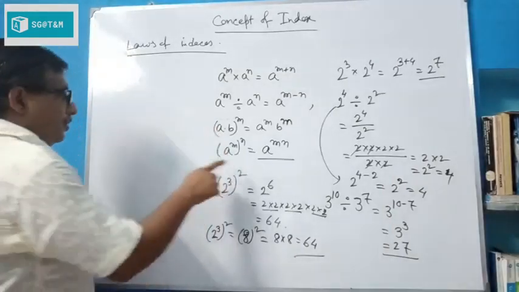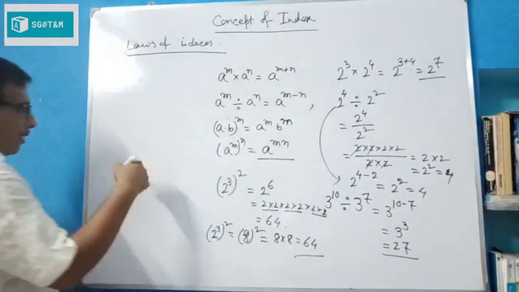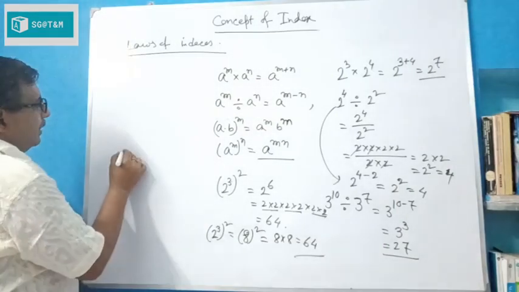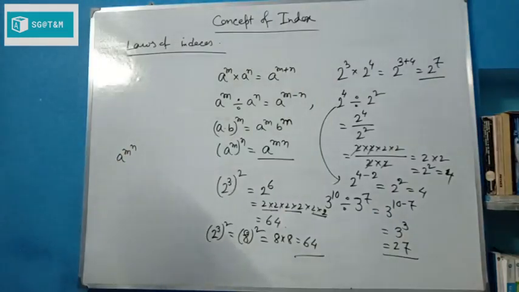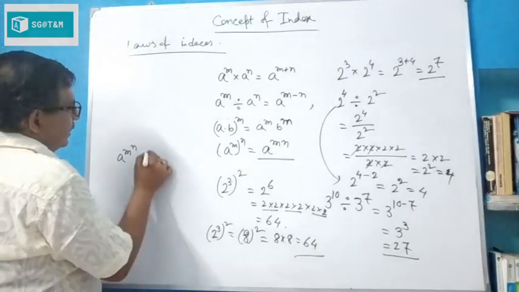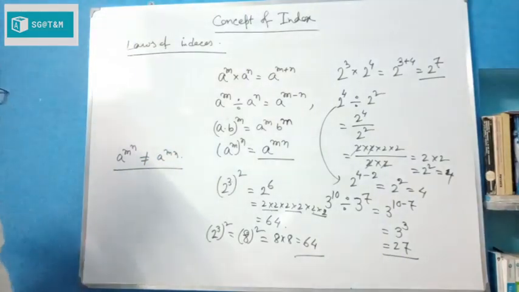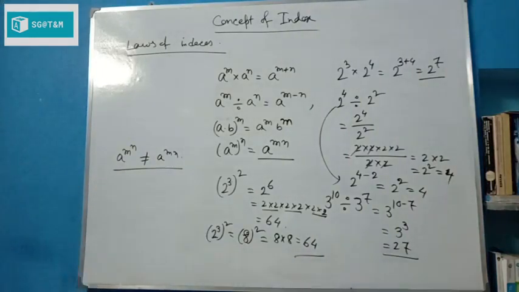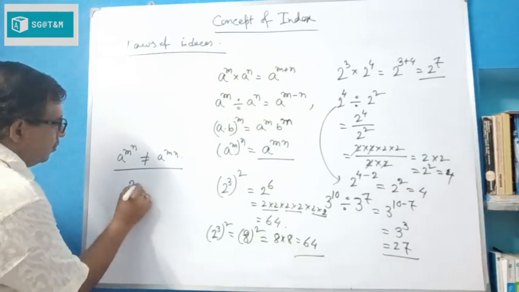Now another thing, keep it in your mind. This means a to the power mn, but if it is given a to the power m to the power n, this bracket is not present here. A to the power m to the power n is not equal to a to the power m into n. Like that, 2 to the power 3 to the power 2.